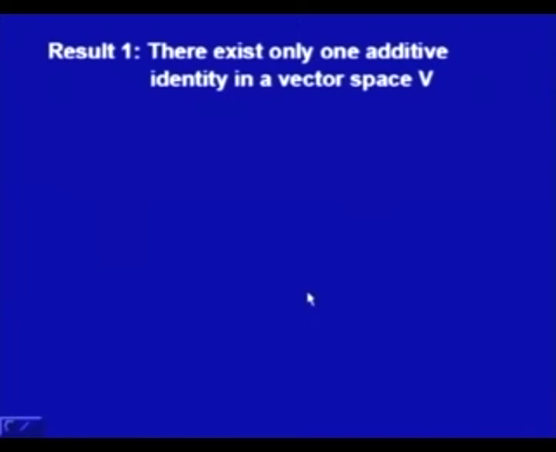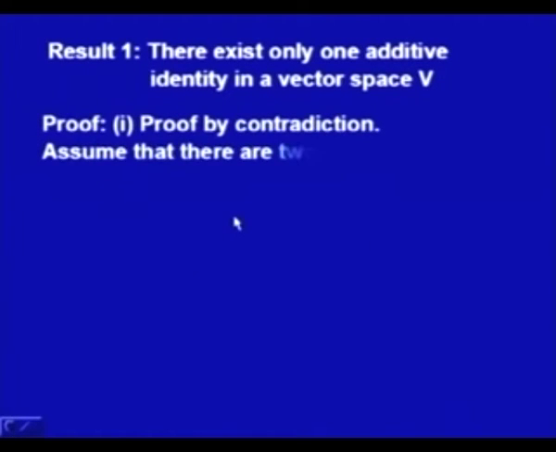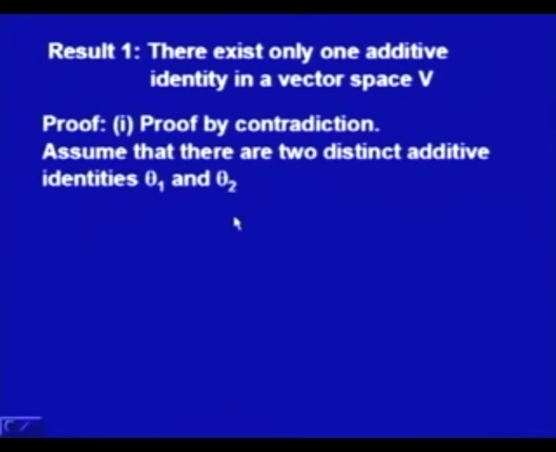Now, we talk about some simple results which will hold for all vector spaces, irrespective of the set V, irrespective of the operations which we define. The first result is that there exists only one additive identity in a vector space. By this I mean to say that if we have a vector space, then there exists only one additive identity. You cannot have two additive identities in a given vector space, whatever be the vector space, whatever be the operations.